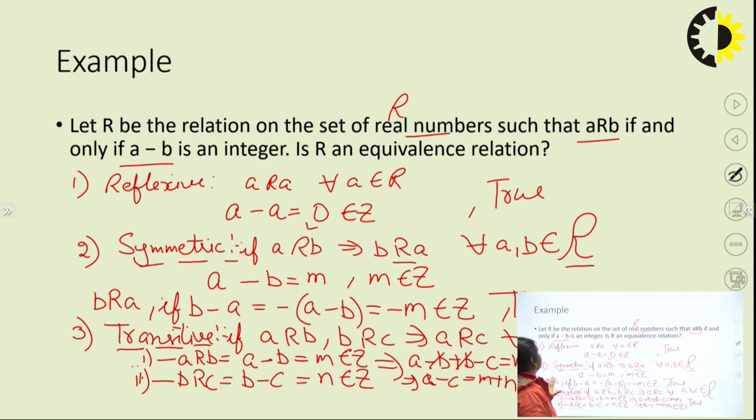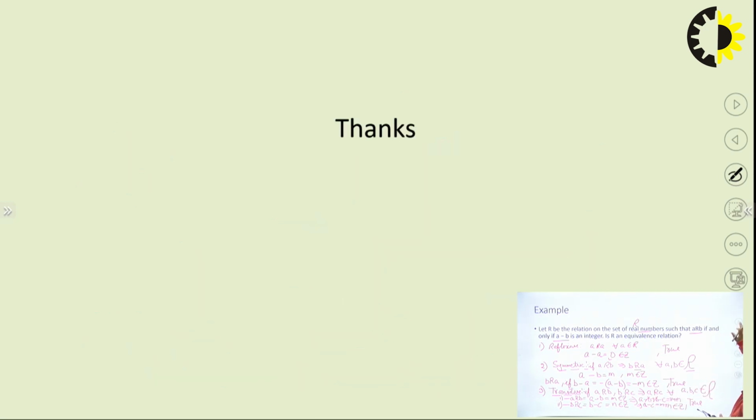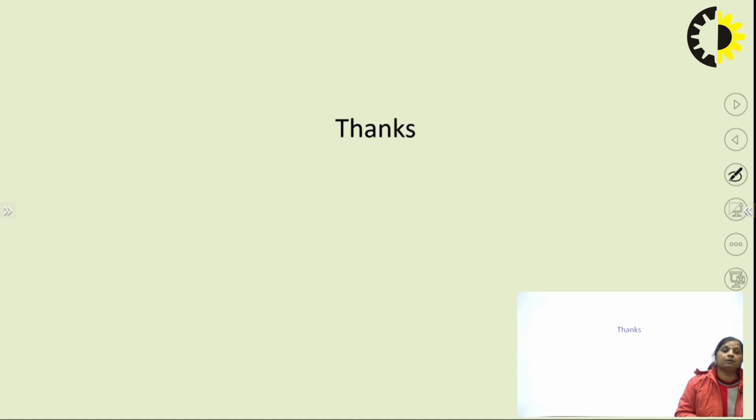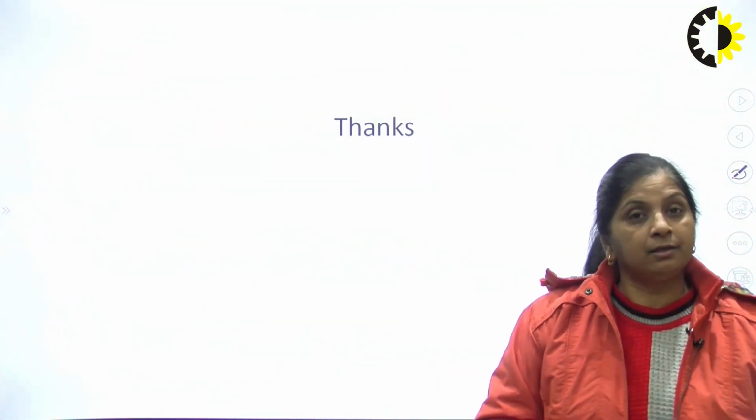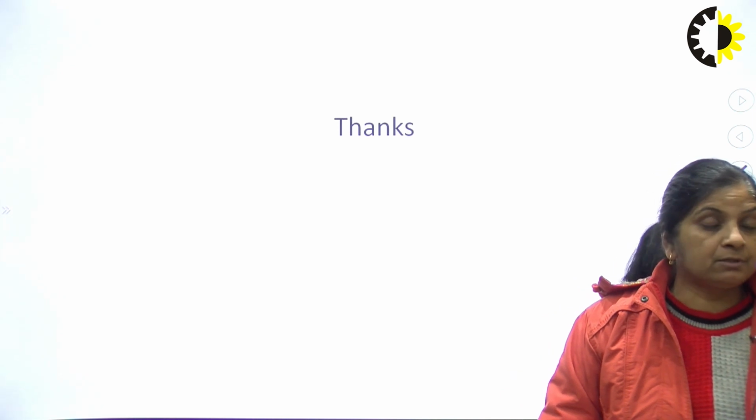So what we have proved here: we took an example of a relation and then checked whether the relation is reflexive or not, symmetric or not, and transitive or not. Because we found all the properties true, we can say that the relation is an equivalence relation. So this is our information about the definition and example of an equivalence relation. In this particular video we have talked about relations, types of relation, and what an equivalence relation is. We have done examples accordingly.